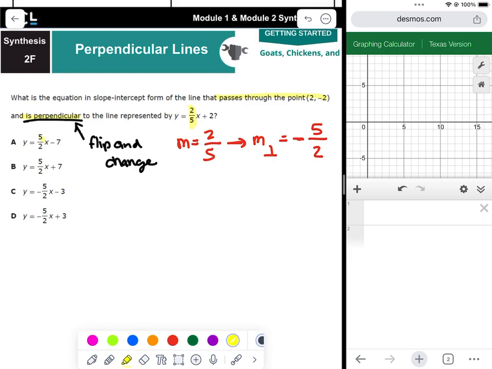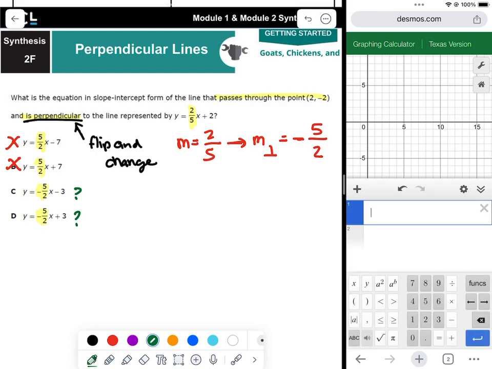So if I look at each of my answer choices, A is positive, B is positive, so both of those are wrong. C and D are both maybe. If you've watched the parallel video, you know what's about to happen. I'm going to go ahead and graph this part that says passes through the point 2, -2. That means touches, T-O-U-C-H. So I'm going to put 2, comma, -2 in Desmos. I'm going to hit label.